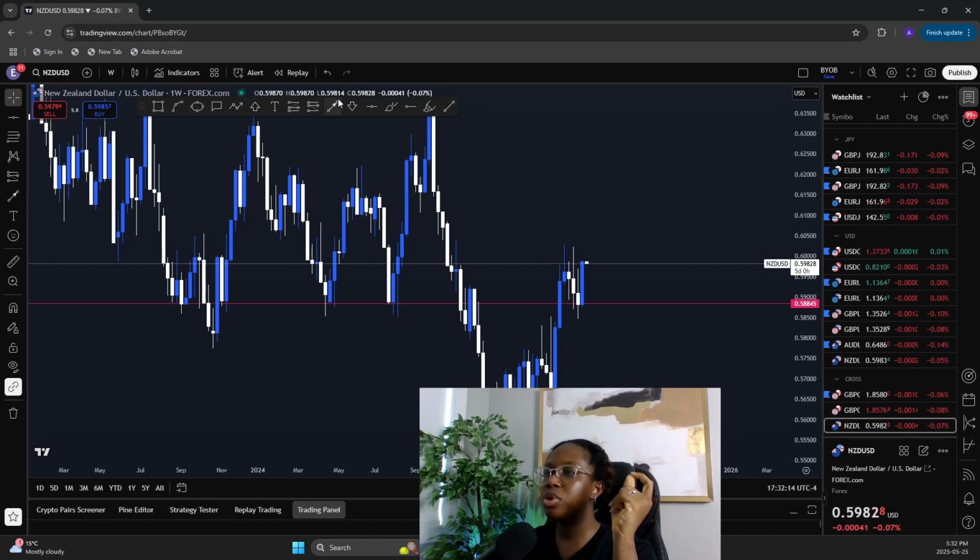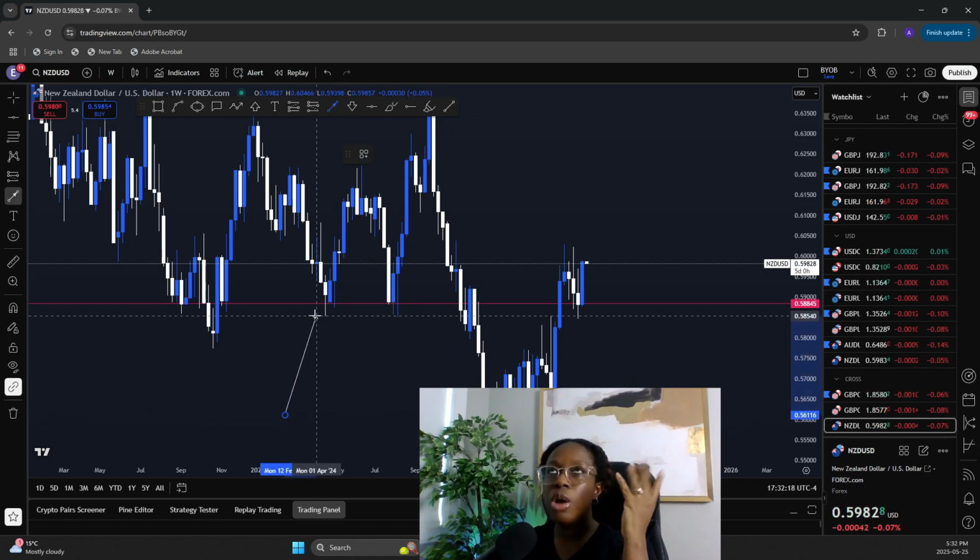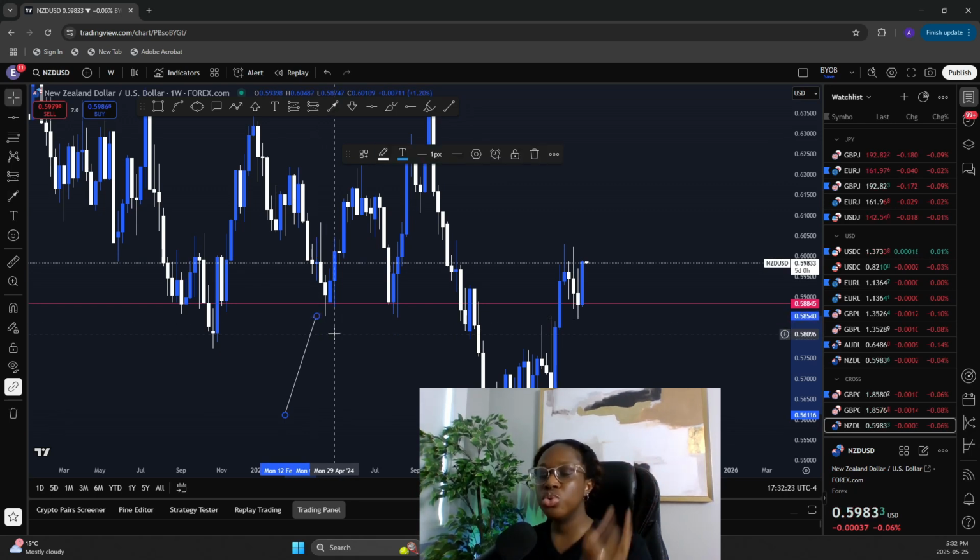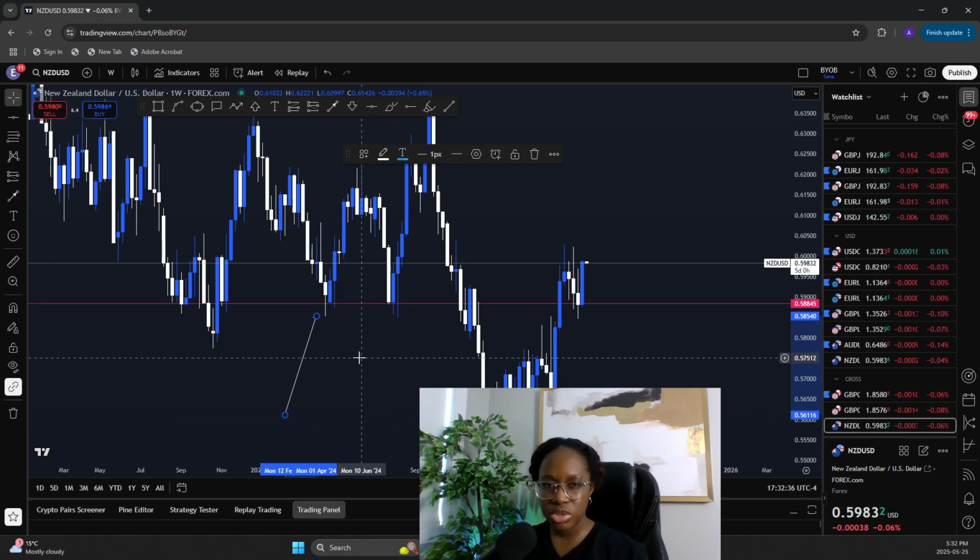Now, how do you spot high probability zones to use as your support and resistance zones? Two things: time frame and multiple touches in the zone. The first one is the time frame, and the second one is multiple touches in the zone. Time frame meaning the higher the time frame, the stronger the zone. And the second one is if you have multiple touches in that zone, price is most likely going to respect that area again. Simple.